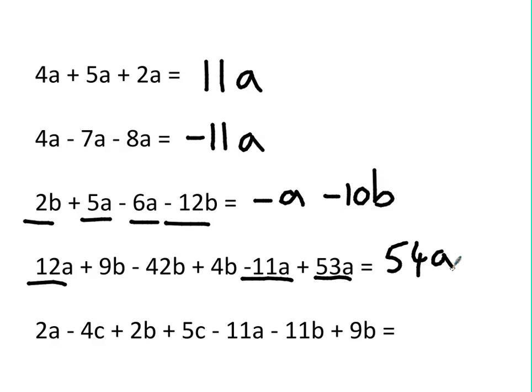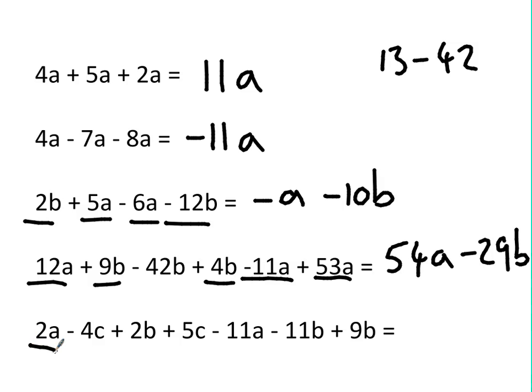Now, the b's, we're going to have 9b and 4b, which makes 13b, and we've got to take away 42b. So really what you're doing is 13 take away 42, and if you work that out, you're going to have minus 29b. Final question, you've got a's, b's and c's, so work them out separately.